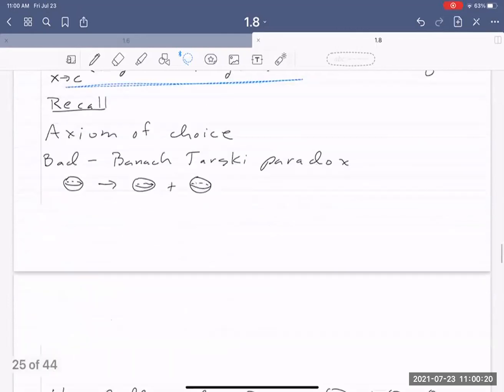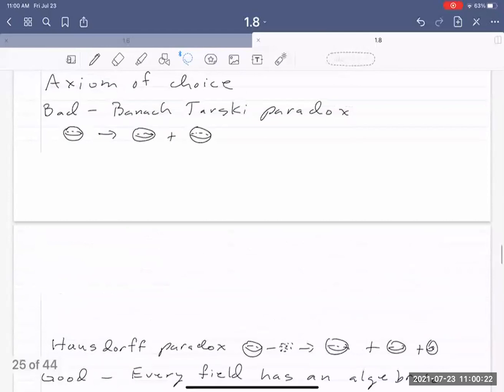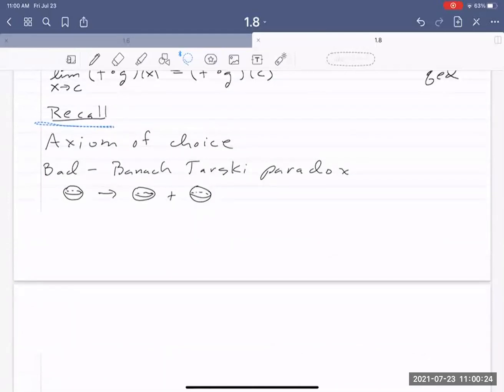Okay, so let's do this. So the axiom of choice. Good things and bad things, I guess. Okay, so in general, mathematicians have a love-hate relationship. At least I do, with the axiom of choice.